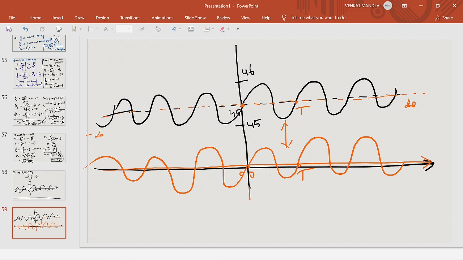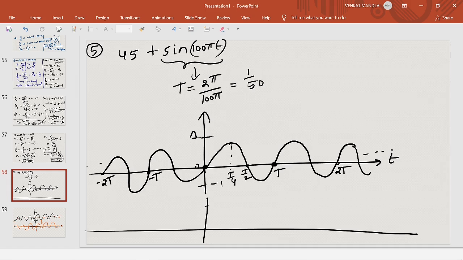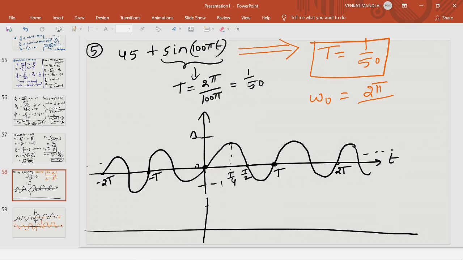So what is the question? This. So T equal to 1 by 50. So this entire signal also has T equal to 1 by 50. Periodicity does not change. Fundamental frequency equal to 2 pi by fundamental period, that is 100 pi. Okay, next.